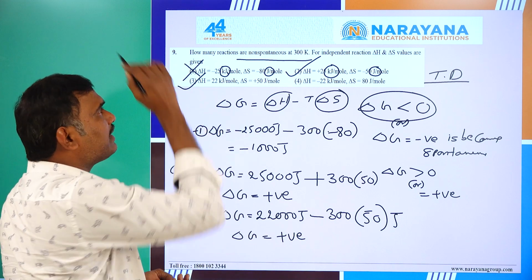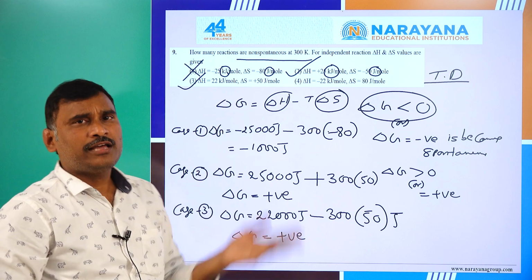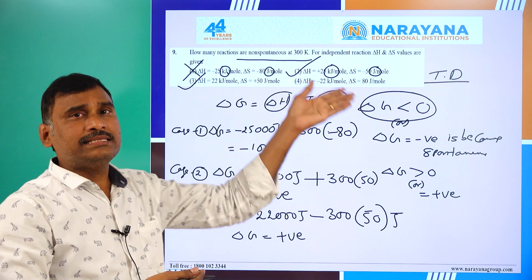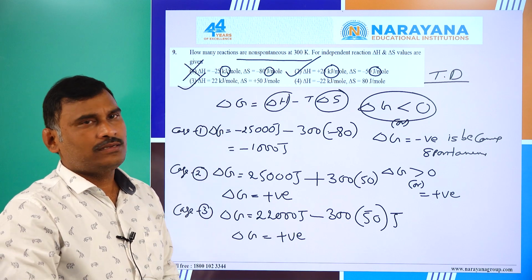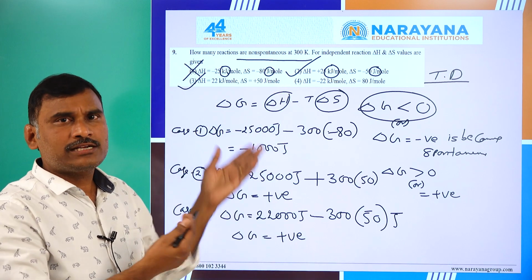So again it should be the answer. That means the question may come as an integer question: how many of the reactions are non-spontaneous. That's why the answer may be an integer.